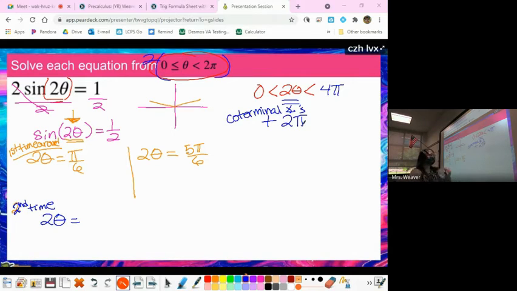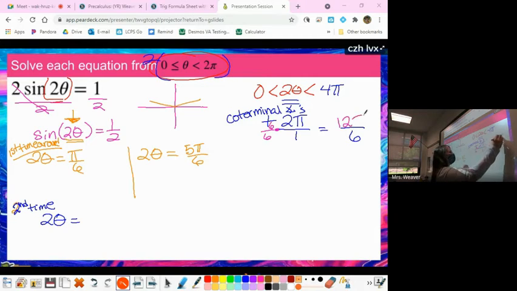So my question is, what does 2 pi look like over this denominator? Because we're going to be adding fractions, so we want a common denominator. Right now, 2 pi is over 1. I want to see what it looks like over a denominator of 6. So I'm just going to multiply the numerator and the denominator by 6 over 6, and that looks like 12 pi over 6. Can you see that that would simplify down to 2 pi? So that's just adding 2 pi.